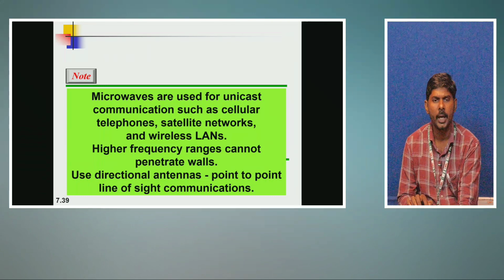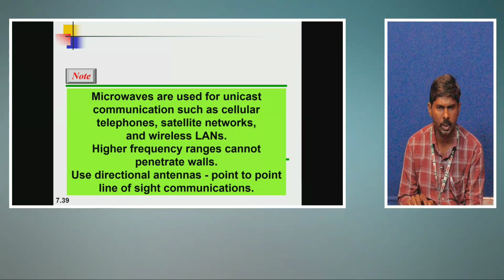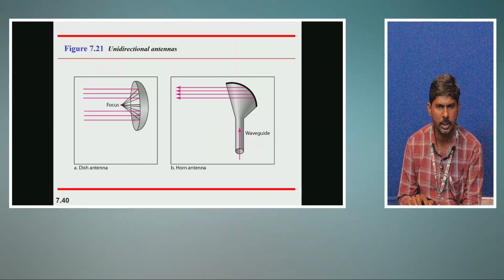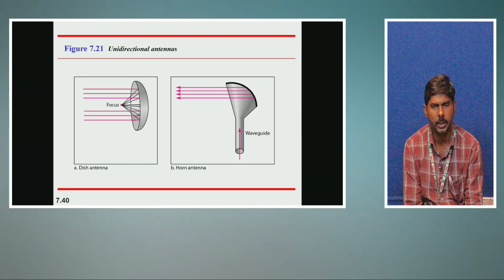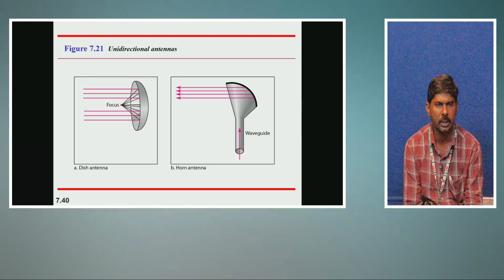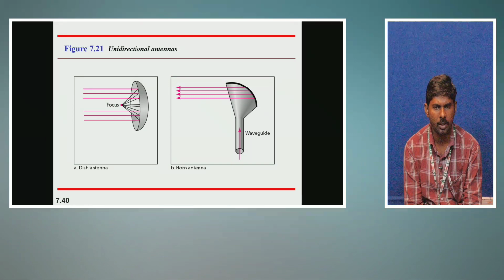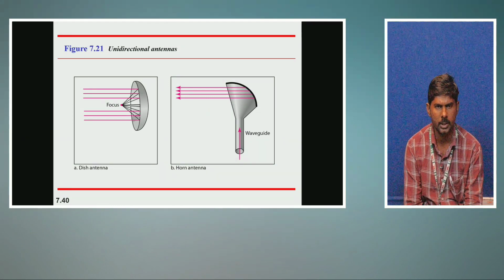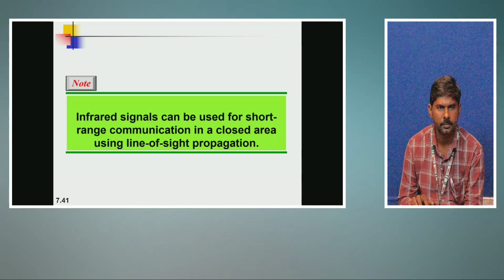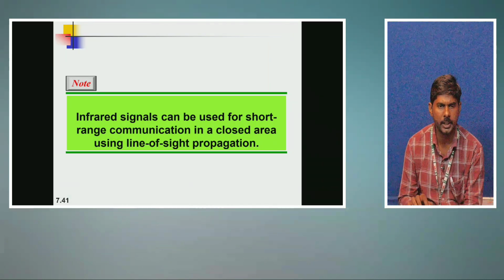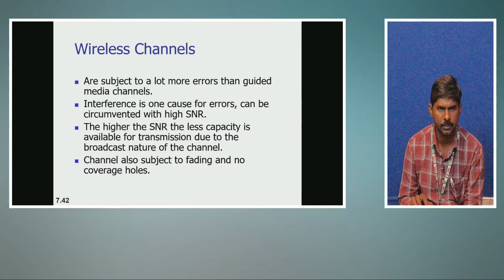Microwaves are used for unicast communication, mostly for cellular and satellites. Okay, high frequency ranges cannot penetrate the walls. For that we have to use a directional antenna or point to point line of sight communication. So these are the unidirectional antennas mostly used in our homes: dish antenna, horn antenna, and waveguides all come under unidirectional antenna. Infrared signals can be used for short range communication in a closed area using line of sight propagation.